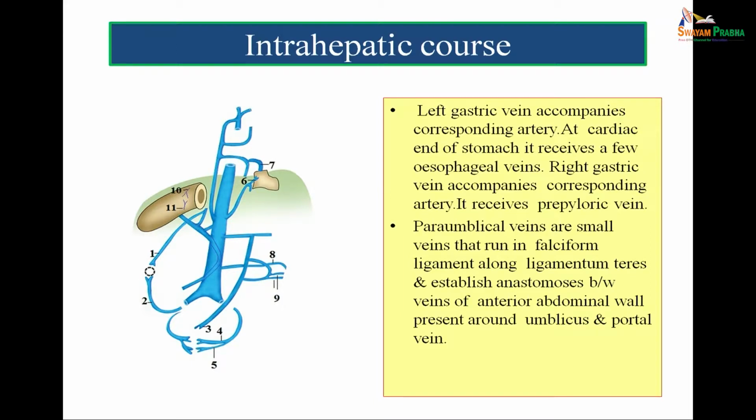Now, if you see in the figure on the left hand side, 6 is representing the left gastric vein and 7 are the esophageal tributaries of the accessory hemiazygous vein. Paraumbilical veins are small veins that run in the falciform ligament along ligamentum teres and establish anastomosis between veins of anterior abdominal wall present around umbilicus and portal vein. So, if you look at 1 and 2 in the figure on the left hand side, 1 are the paraumbilical veins and 2 are the veins around the anterior abdominal wall.